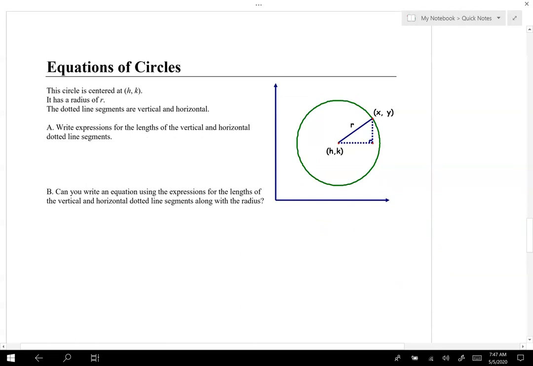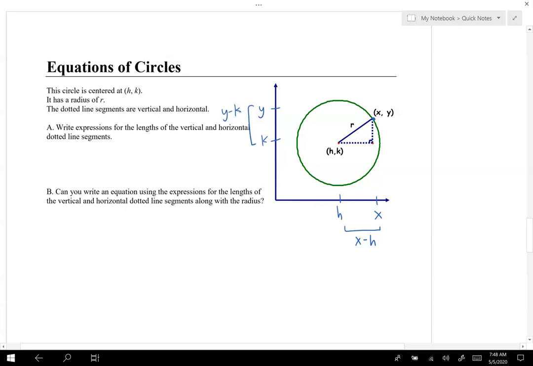So hopefully it's a little bit easier to see. If we try this out a little bit, this point here, the center, is at h to the right, k up. And this point on the circle is x to the right and y up. We're going to write expressions for the lengths of the vertical and horizontal dotted line segments. From here to here, we call it x minus h. That's how far they are apart. It's just like saying, what if x was 10 and h was 6? If I said, how far apart are those? You'd say, ooh, 10 minus 6, 4. So that means here, this is y minus k.